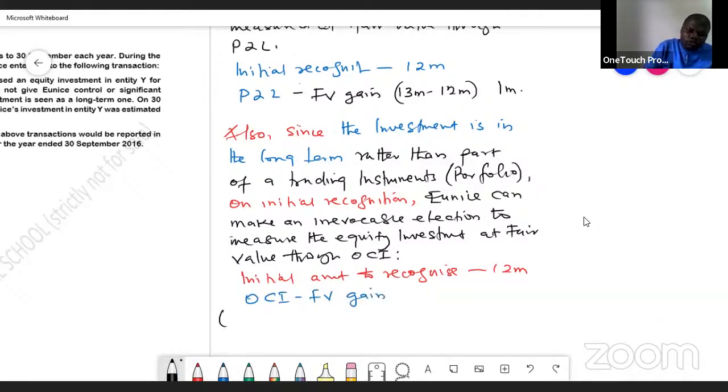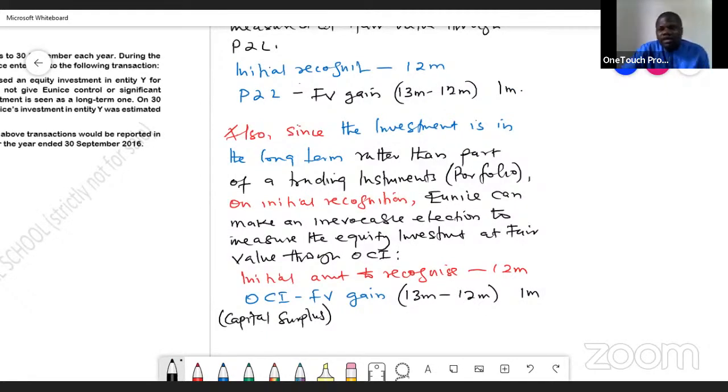The OCI will go to capital surplus as well. So we'll take a fair value gain, which will be 13 million minus 12 million. So the only difference in the treatment is that with fair value through P&L, the fair value gain goes to P&L. And with fair value through OCI, the fair value gain goes to other comprehensive income and is taken to capital surplus in equity.